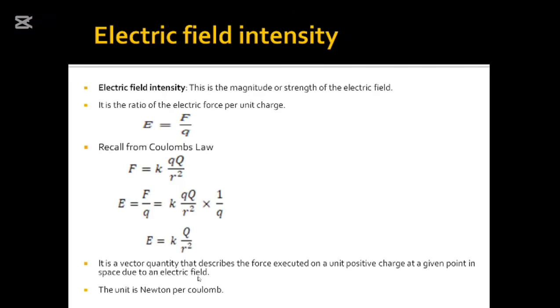And we'll just say that E is equal to F over Q. That means E is equal to, replacing my F with the equation, K Q q over r squared, then multiplied by the q at the denominator, we have 1 over q. So the q will cancel with the q there. We are left with E equal to K Q over r squared.